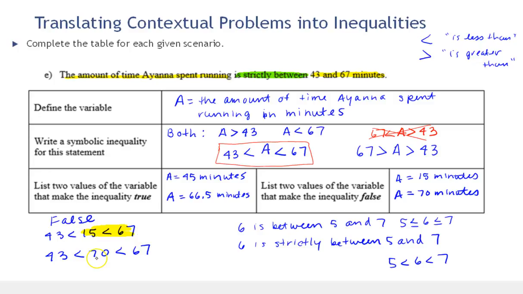Okay, so here 43 is less than 70, this part is true, but 70 is not less than 67, so this part is false. That means the entire inequality is false. Okay, so that's our last example of contextual problems, writing them into inequalities, and now we're going to start building and construct inequalities with the purpose of solving them.